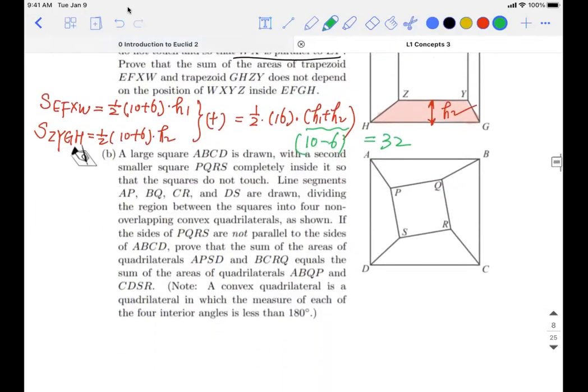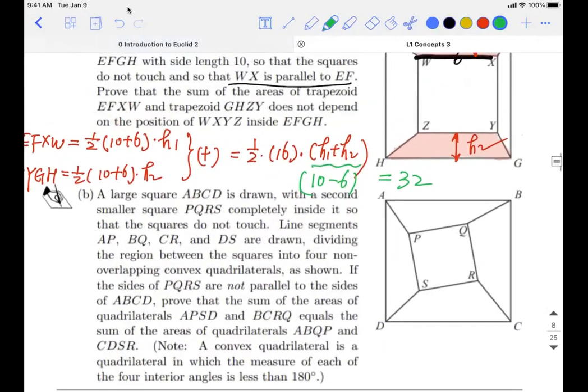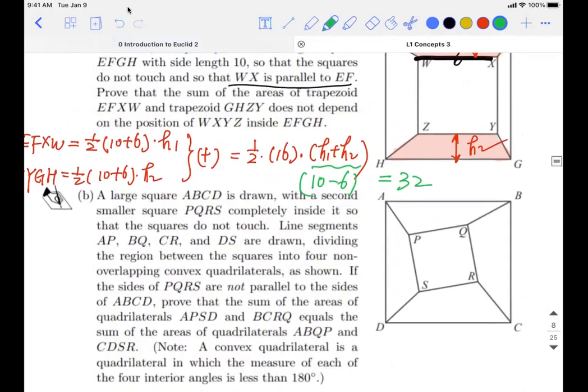However, the second part might not be that easy. So let's have a quick look at it. The second part is, I think, similar to the first one, but this time you see the internal square has been tilted, has been rotated, right?